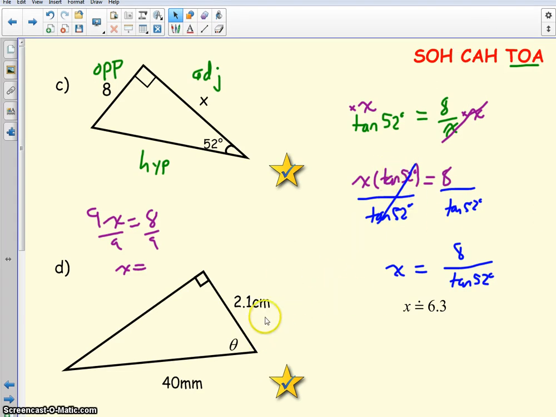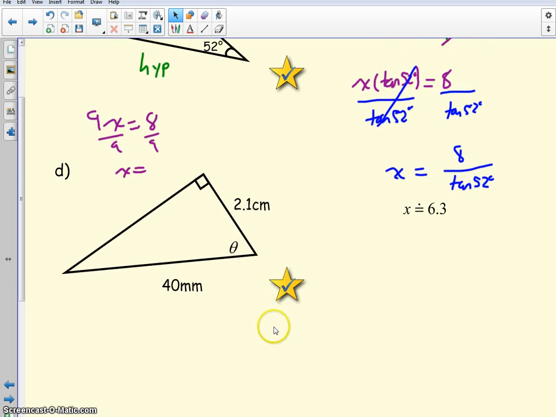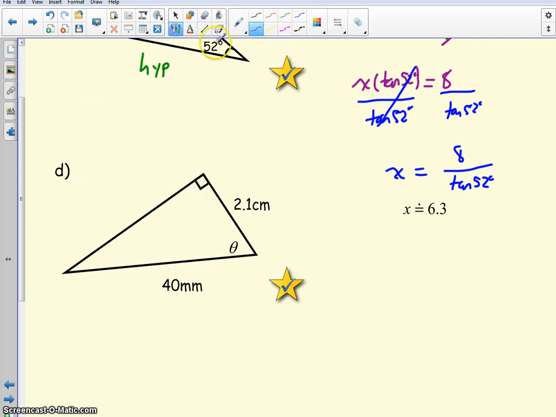Okay, for the last one we're going to do for today, before I give you guys a chance to practice, I'm trying to solve for the angle here. Before I do anything else, I'm just going to label my sides. Clear that out of there, get that out of the way. So, working with this angle, I have my opposite, my adjacent.